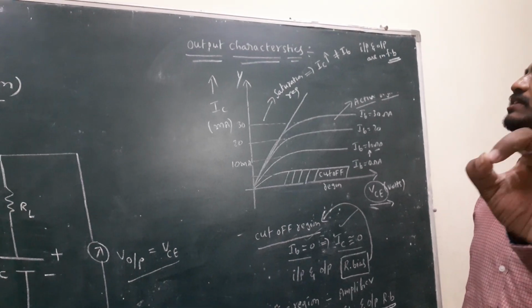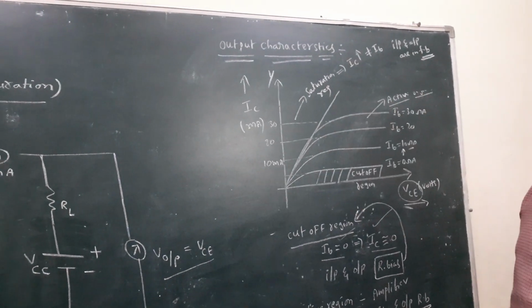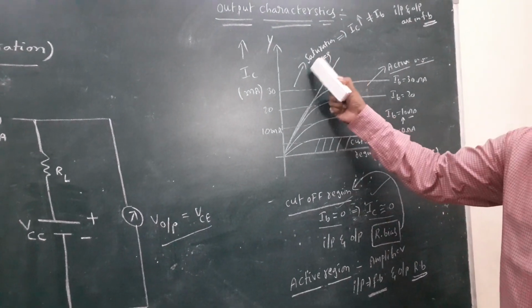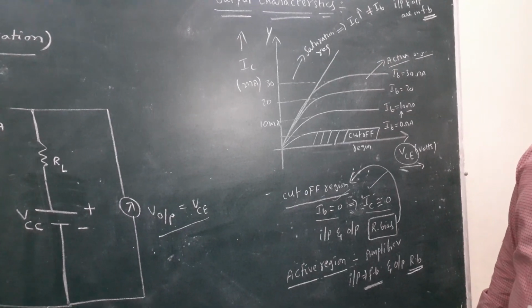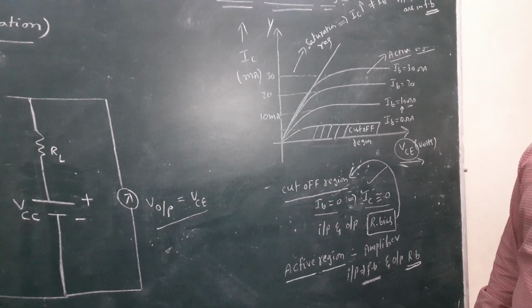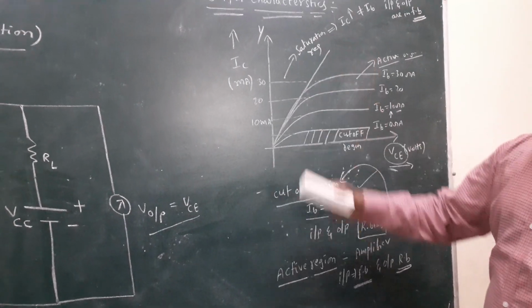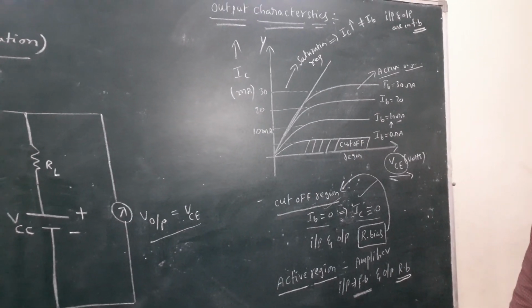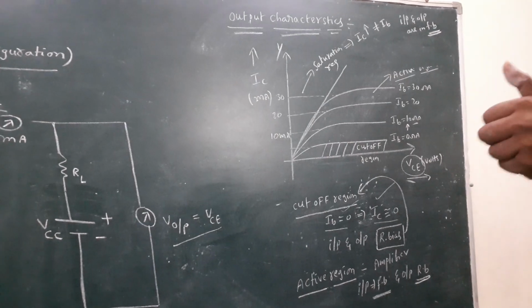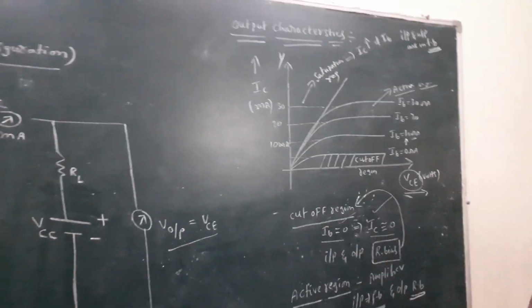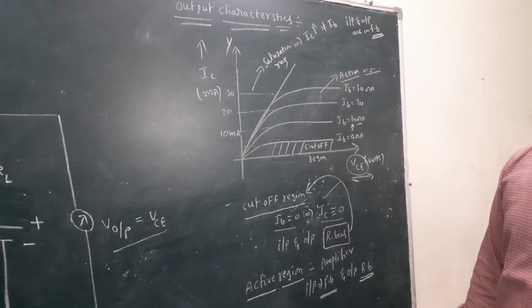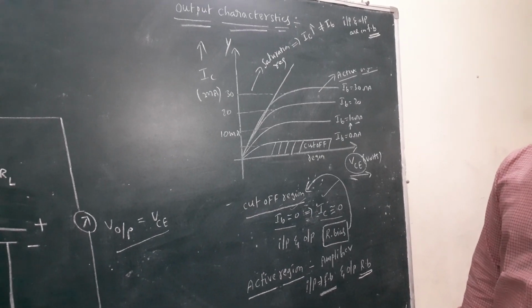Active region, transistor as an amplifier. Cutoff region, saturation region, transistor acts as a switch. Once again I repeat nana, cutoff region and saturation region, transistor acts as a switch in electronics. Next topic I will discuss, transistor acts as a switch. Okay.